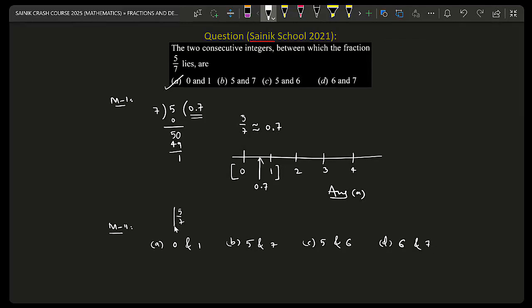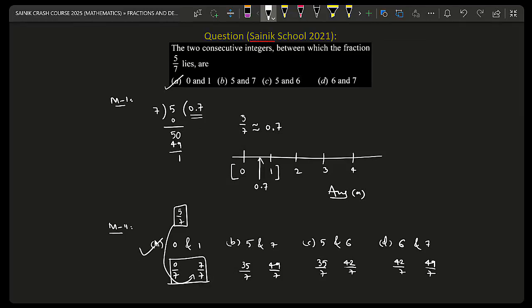Now the given fraction has the denominator 7. I want to convert all these numbers into fractions having denominator 7. So 0 I can write as 0 by 7. 1 I can write as 7 by 7. 5 I can write as 35 by 7. 7 I can write as 49 by 7. 5 as 35 by 7, 6 as 42 by 7. 6 as 42 by 7, 7 as 49 by 7. So you can see 5 by 7 lies between 0 by 7 and 7 by 7. So that's why option A is correct.